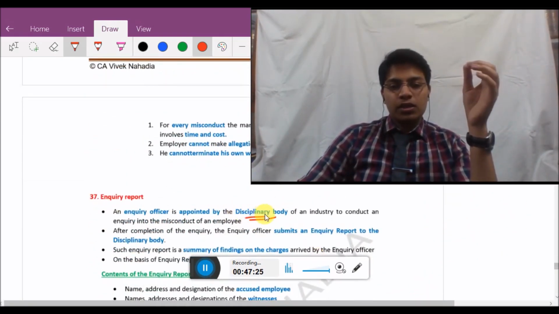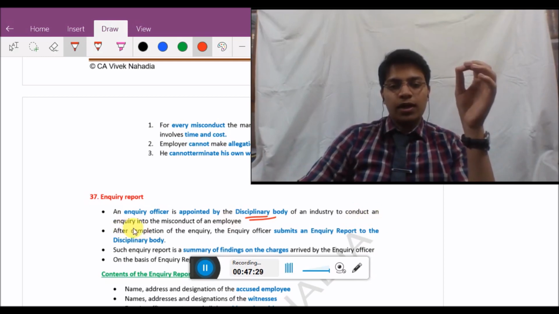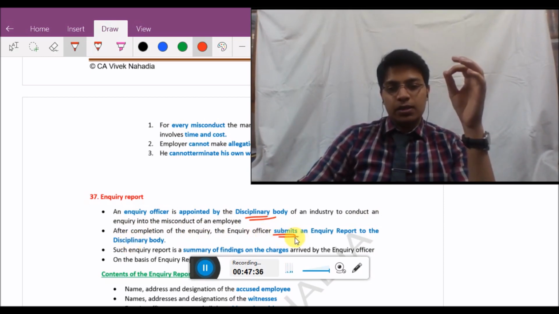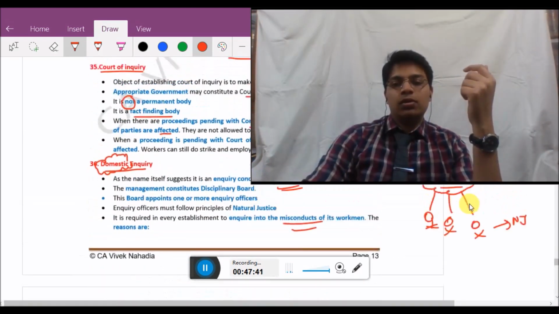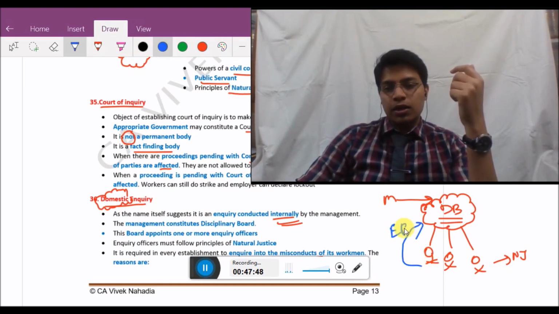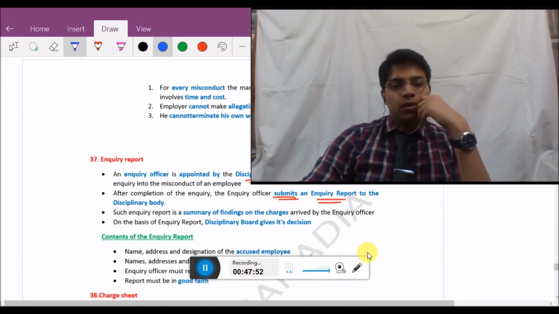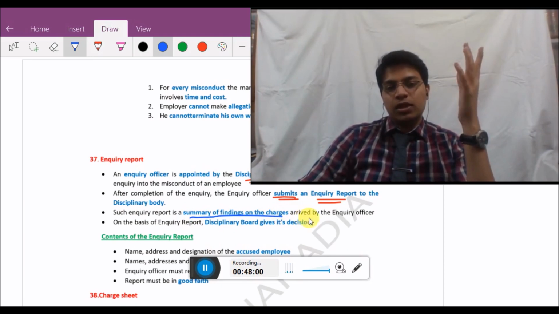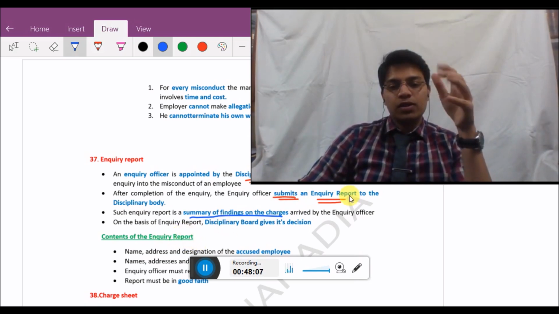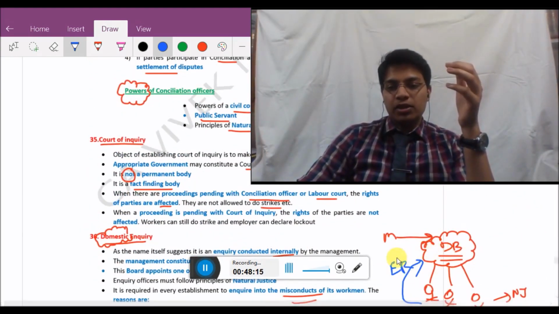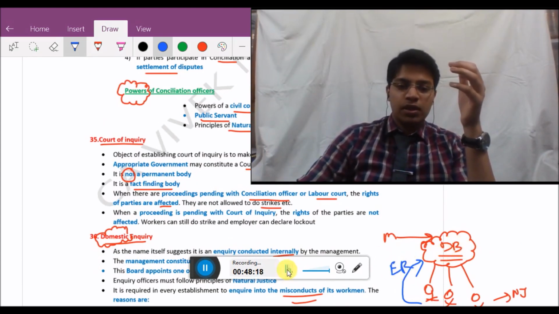An inquiry officer is appointed by the disciplinary board of an industry to conduct an inquiry into the misconduct of an employee. After completion of the inquiry, the inquiry officer submits an inquiry report to the disciplinary board. Such inquiry report is a summary of the findings on the charges arrived by the inquiry officer. Charges means the allegations against the employee. On the basis of the inquiry report, the disciplinary board gives its decision.